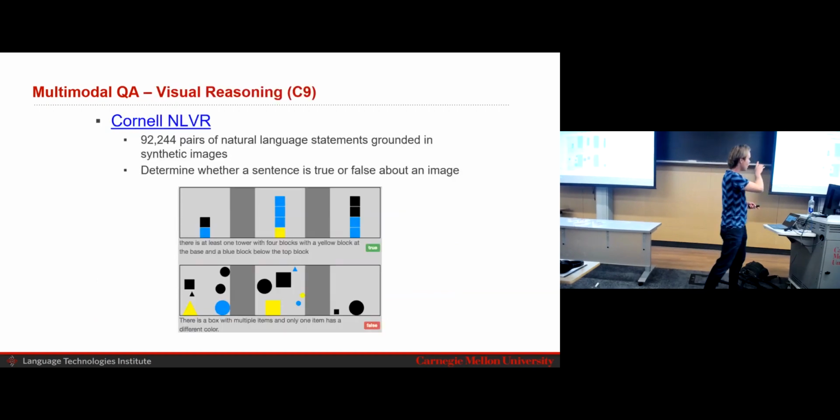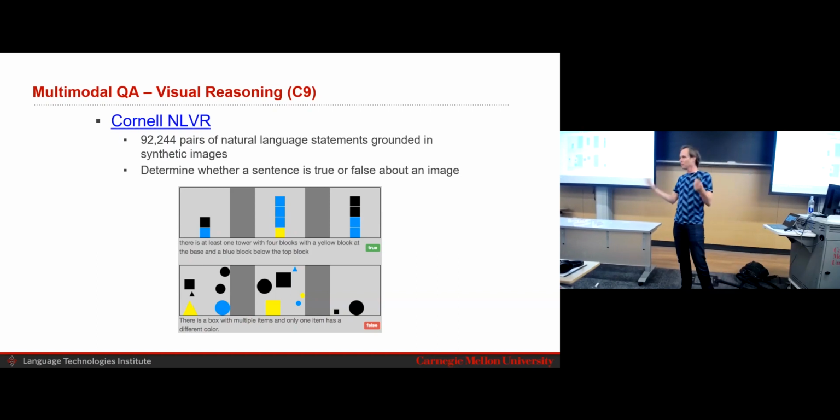And then don't do this one, do the next version. I told you about reasoning as a really important aspect of intelligence and multimodal. And so there are data sets out there that really force the algorithm, as much as they can, to do reasoning. And so here, there is at least one tower with four blocks, with a yellow block at the base and a blue block at the top. So for a human, it may be easy.